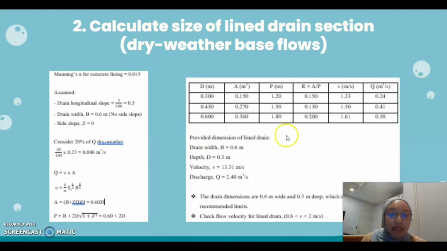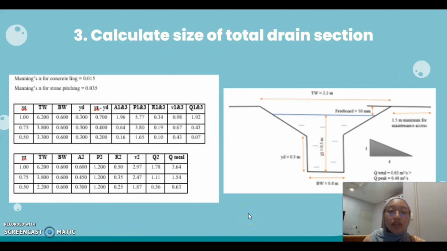These are the results. The provided dimension for line drain: the drain width is 0.6 meter, and then depth is 0.3 meter, velocity is 13.31 meter per second, and then Q is 2.4 meter cube per second. The last step is to calculate the size of total drain section.